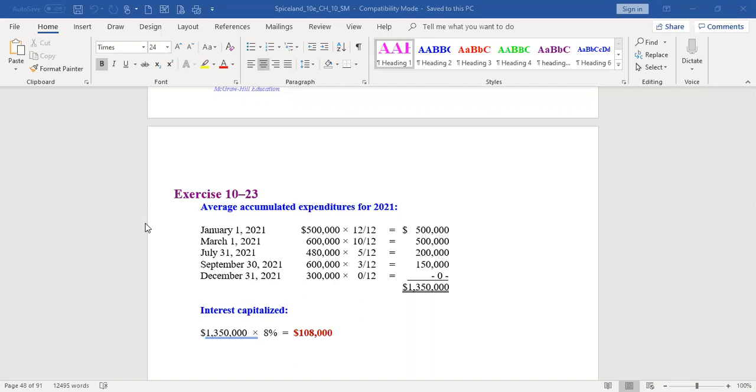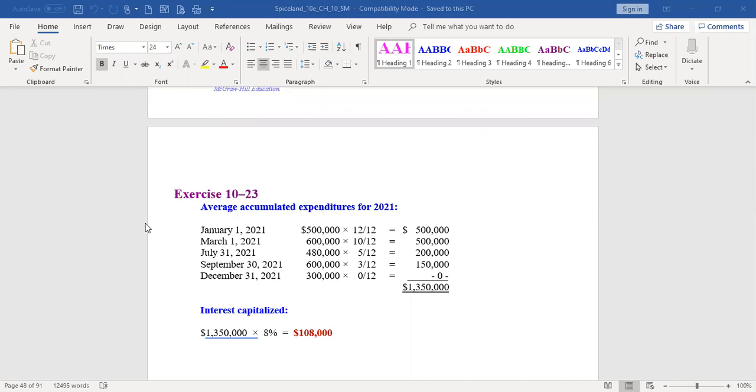So based on how long those amounts were outstanding, we will calculate the amount we should calculate interest on of those payments. So 500,000 for the first one and the second one, 200,000 of the 480, 150 of the 600, and no interest should be calculated on that last payment on 300,000. So of all the payments made this year, what amount should we calculate interest on? 1,350,000. Since the only outstanding debt had an 8% interest rate, we'll use that to calculate the amount of interest to be capitalized, 108,000.